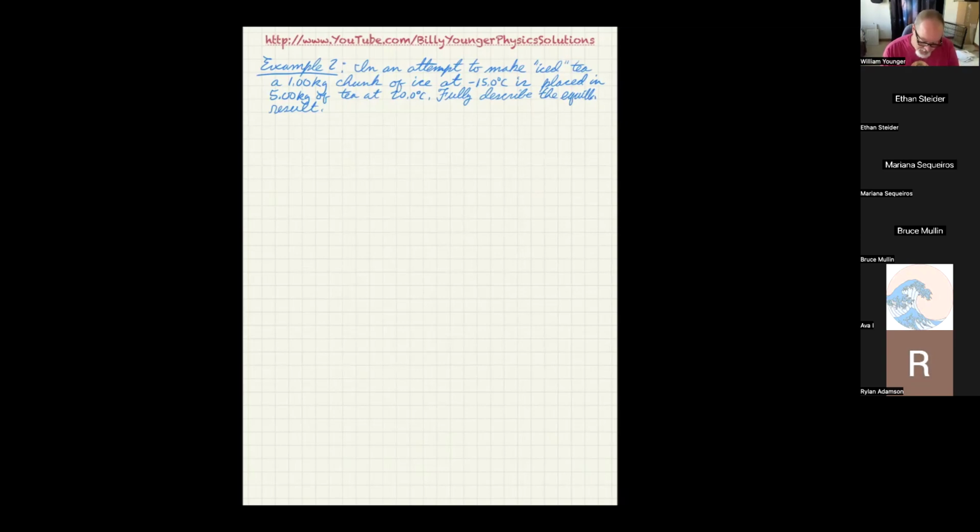It says, in an attempt to make iced tea, a 1.00 kilogram chunk of ice at negative 15 degrees Celsius is placed in 5.00 kilograms of tea at 20.0 degrees Celsius, and I say fully describe the equilibrium. I ran out of room there. Actually, I didn't have to. Let me go ahead and write that just for the heck of it. So I'm going to erase this equilibrium word and I'll put it in the next line.